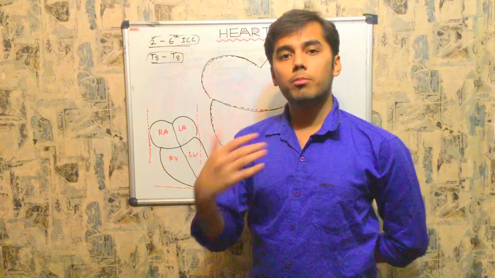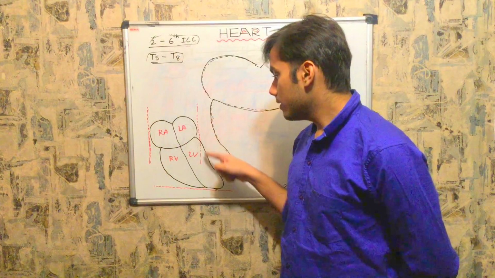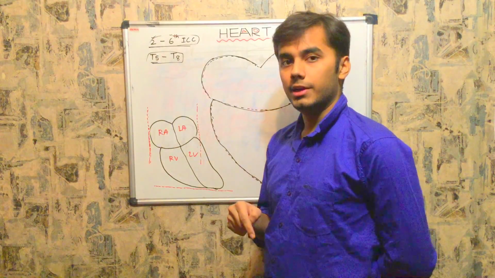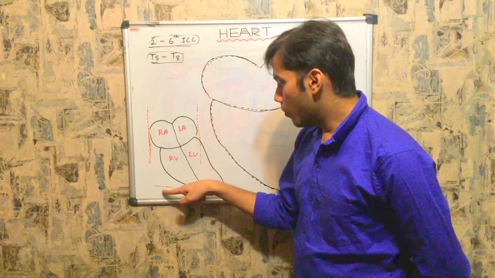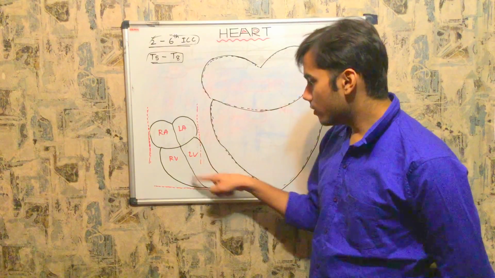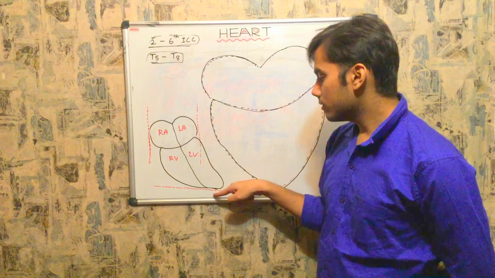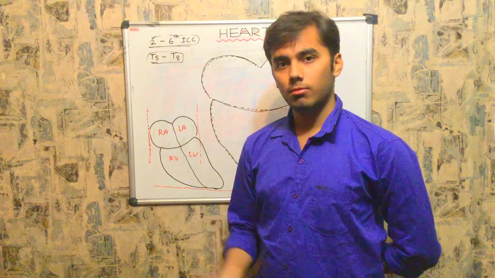So the right border is formed by the right atrium, whereas the left border is formed mainly by the left ventricle and partially the left atrium, right? Most of the inferior border is formed by your right ventricle, and the cardiac apex also forms your inferior border, right?